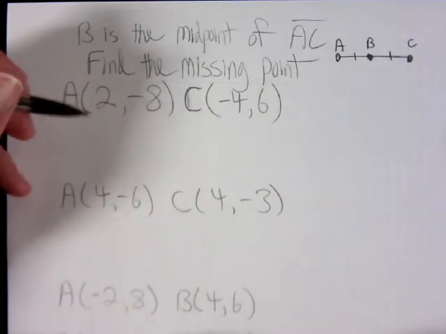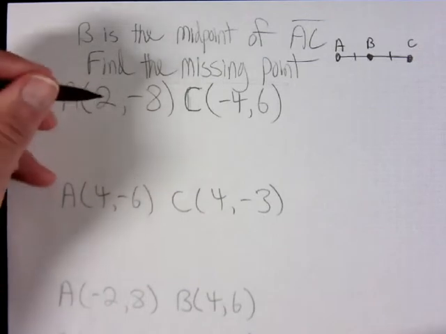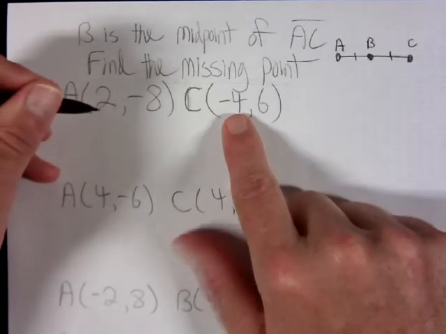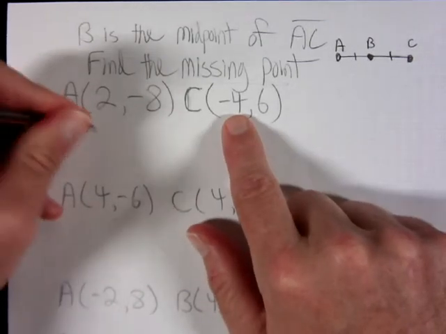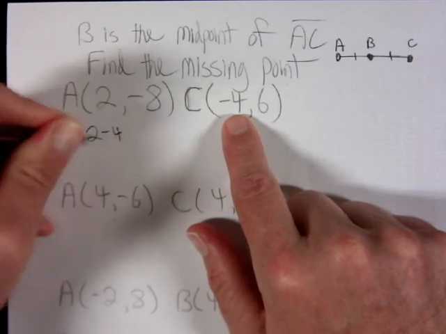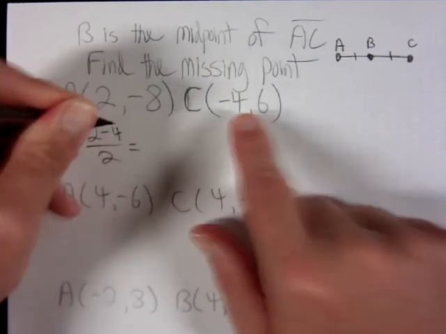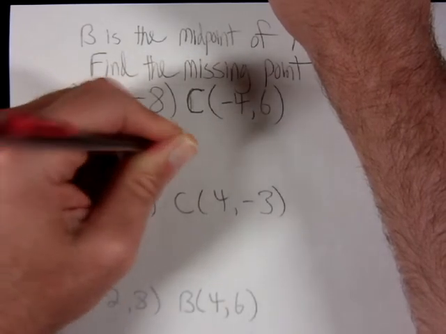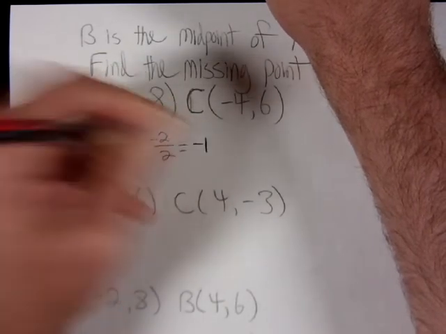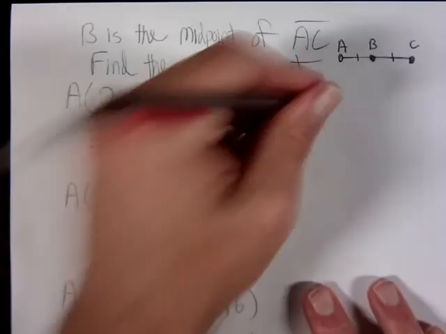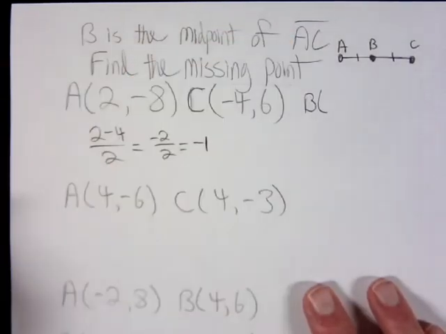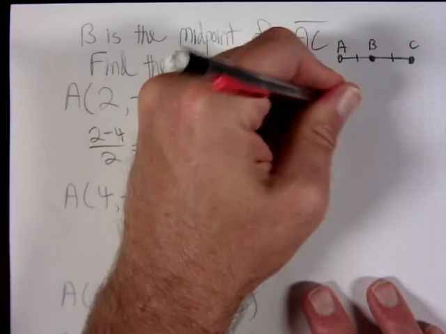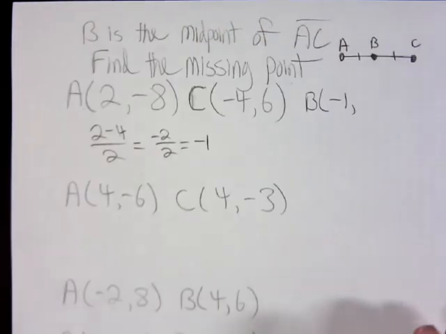So again, I want to plug in my x's, add those together, divide by 2. So that's 2 minus 4 divided by 2. Those are my x coordinates. So 2 minus 4, negative 2. Negative 2 divided by 2 is negative 1. So what that means is the x coordinate for B is negative 1. So I've got half of it. All right, let's do the other half.